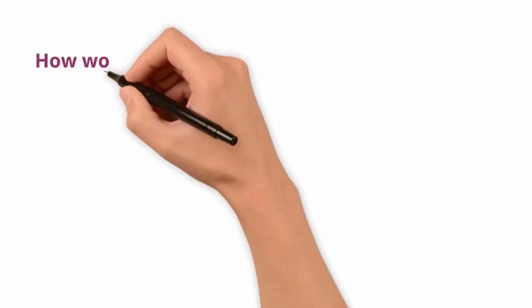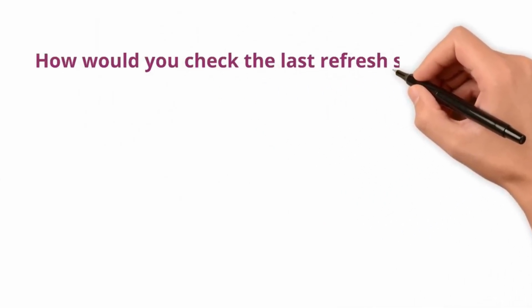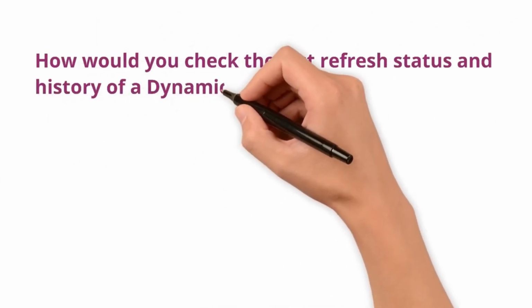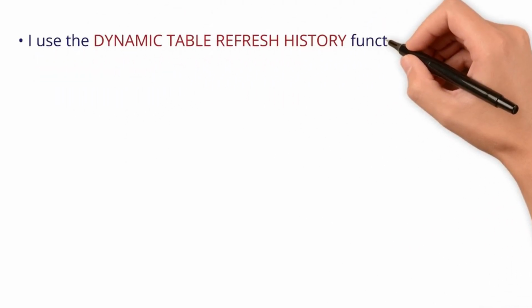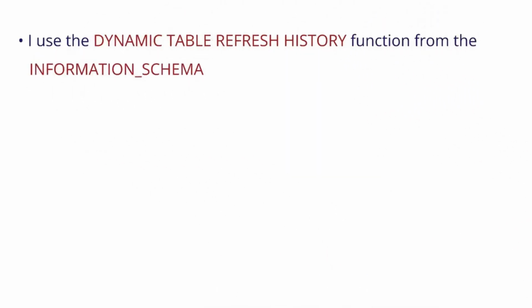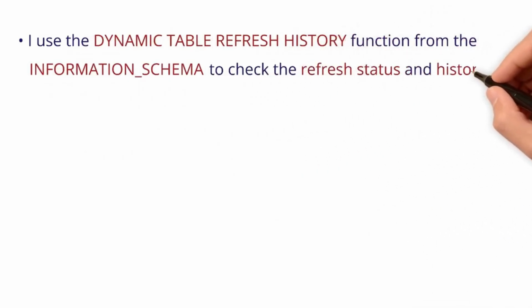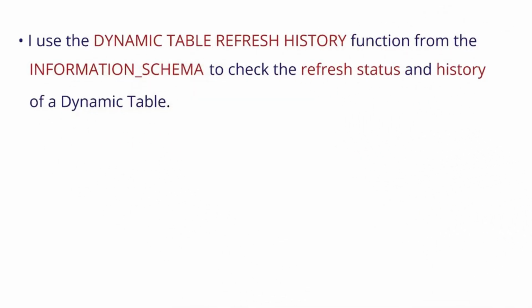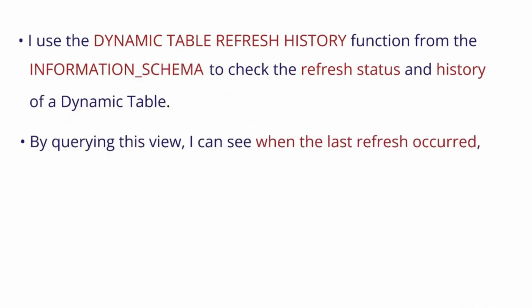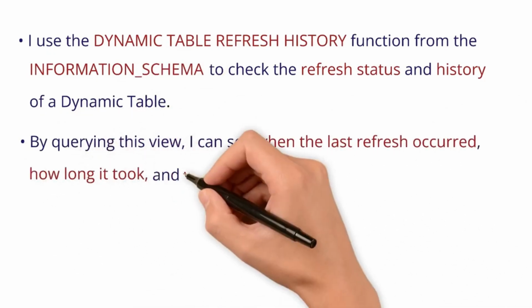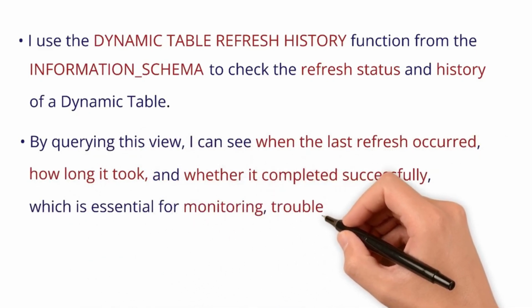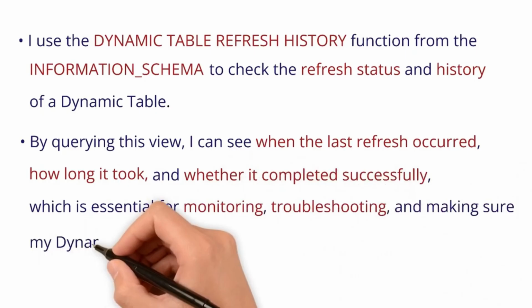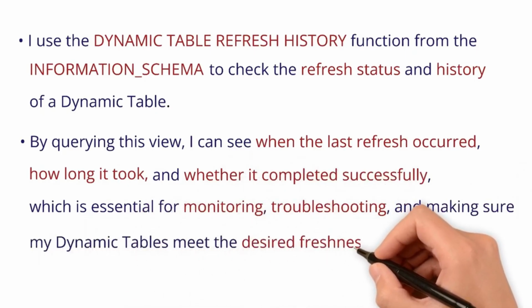How would you check the last refresh status and history of a dynamic table? Here is the answer. I use the dynamic table refresh history function from the information schema to check the last refresh status and history of a dynamic table. By querying this view, I can see when the last refresh occurred, how long it took, and whether it completed successfully, which is essential for monitoring, troubleshooting, and ensuring that your dynamic tables meet the desired freshness requirements.